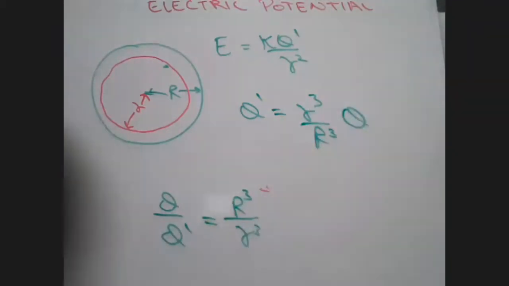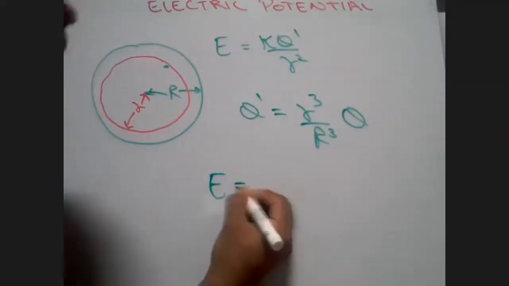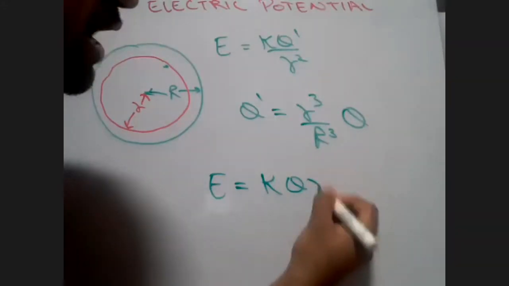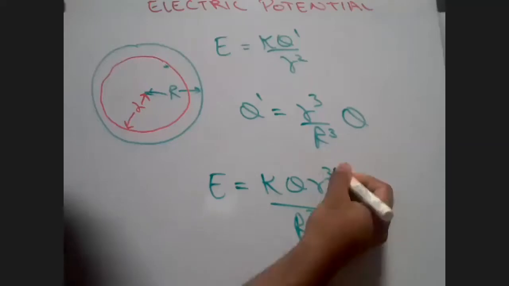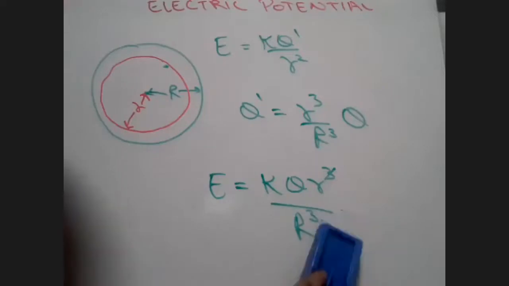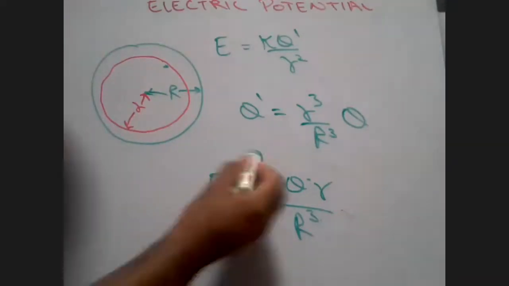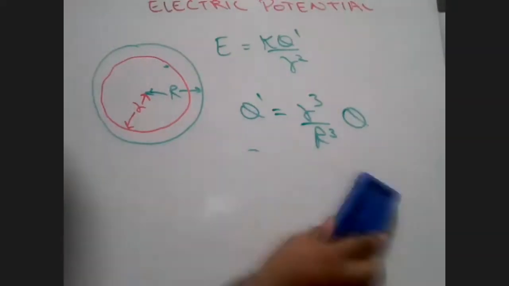Good response, guys. If I put that, will I get the electric field intensity at a point inside? E is equal to kQ r cube upon capital R cube into r square, and r square will get cut. So what remains? kQ small r upon capital R cube. So now you know the electric field intensity inside. I had done this previously, so I will rub it now.